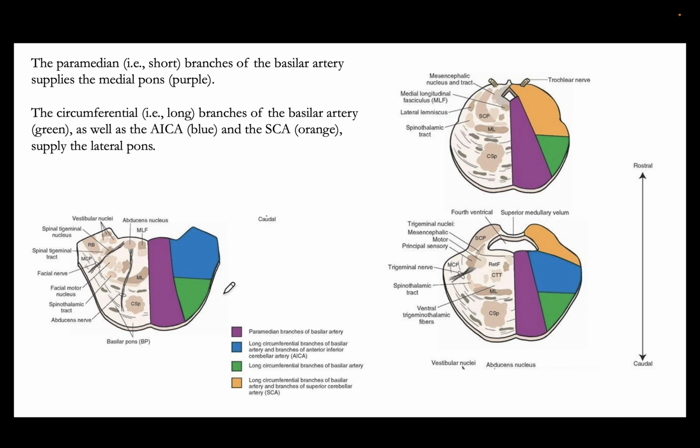So here's another vascular schematic. This is the caudal pons right here. This is the most caudal section of the pons shown. And then the next most caudal is here, and then the most rostral in the pons is here. And you can see how the supply changes a little bit. The whole medial pons, coated in purple, is supplied by paramedian branches of the basilar artery. So those critically supply the medial pons, while branches of other arteries, notably the anterior inferior cerebellar artery and the superior cerebellar artery, supply the lateral portions of the pons.